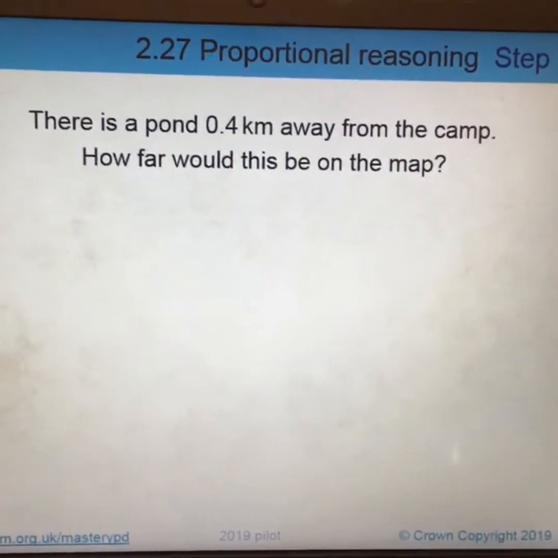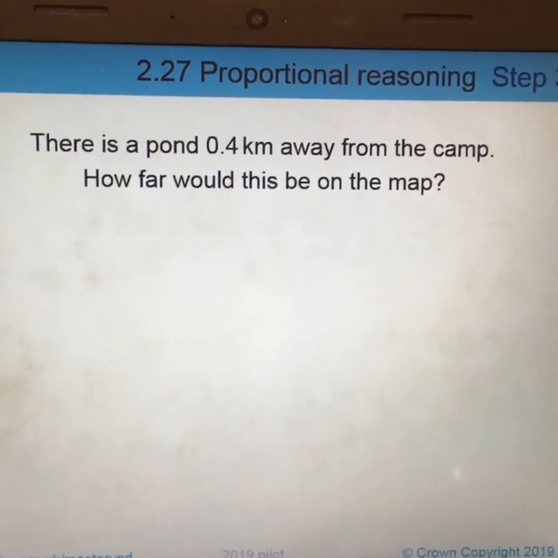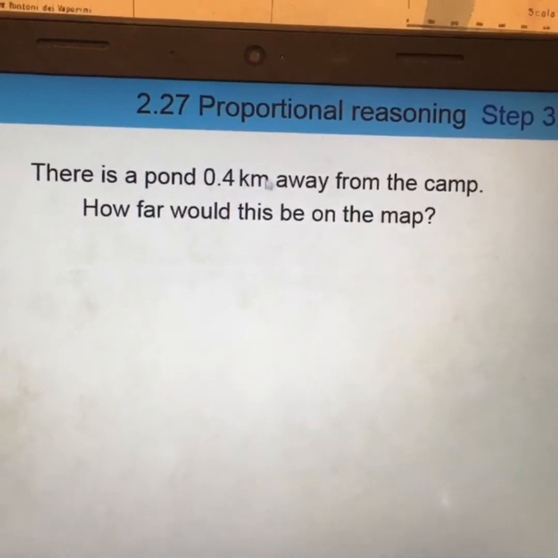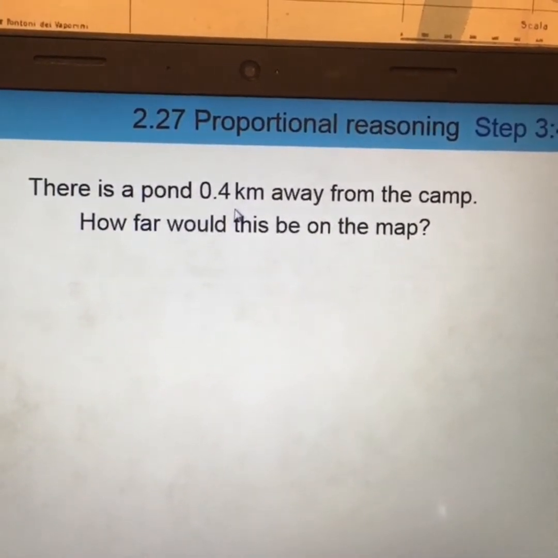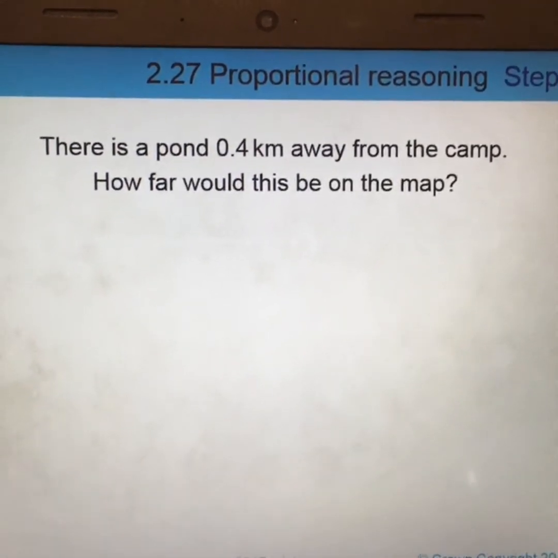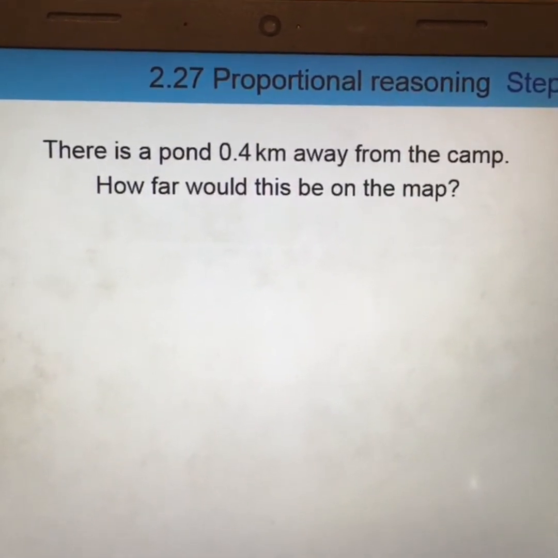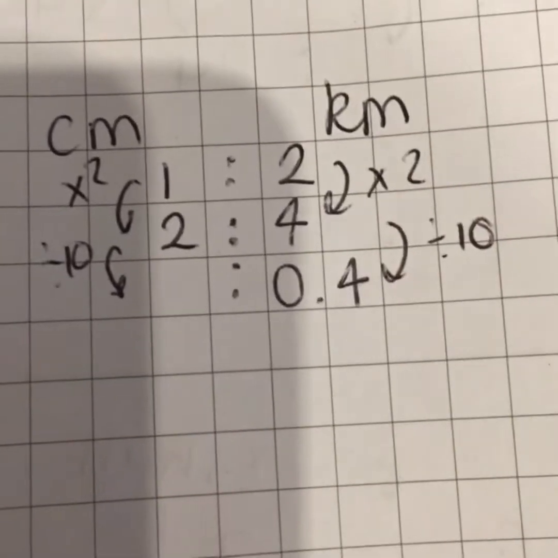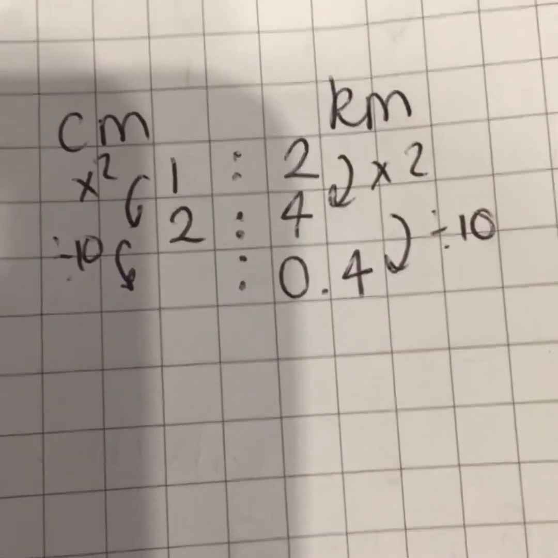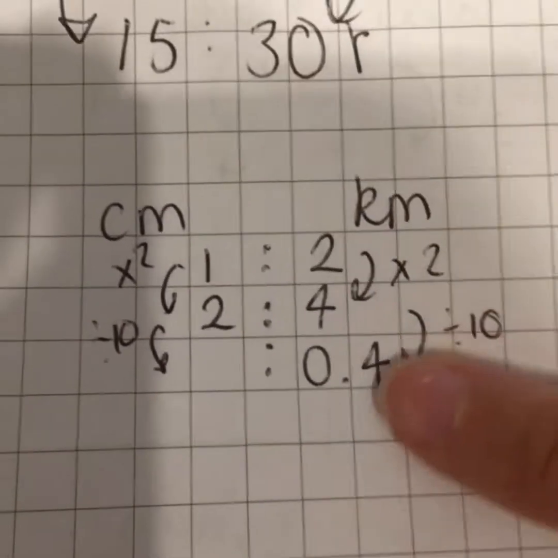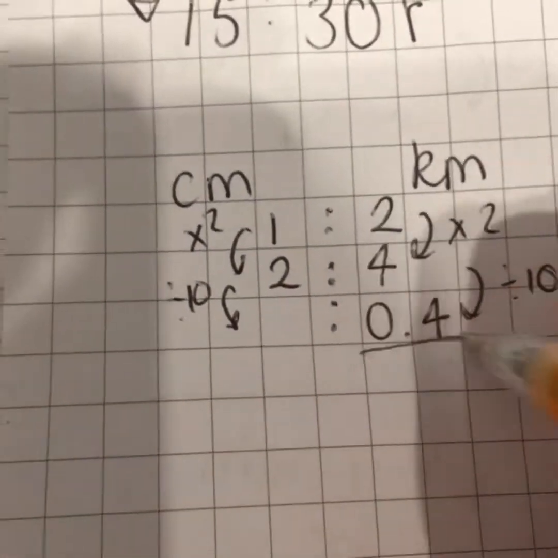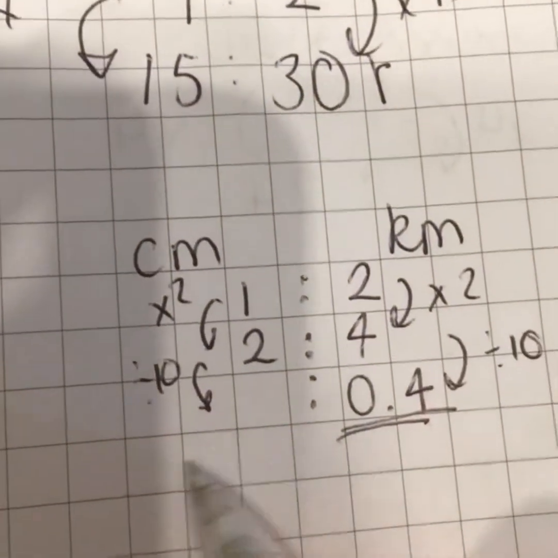Last one then of this section before we move on to a different problem. So this time there's a pond 0.4 kilometres away from camp. How far would this be on the map? Pause the video, have a go. Okay, so from this time we need to work out what 0.4 kilometres is the same as in centimetres.